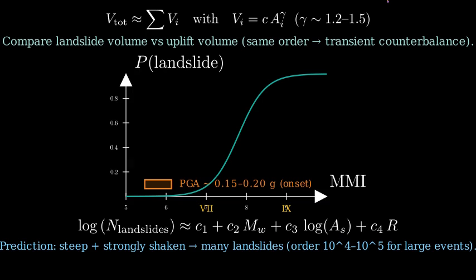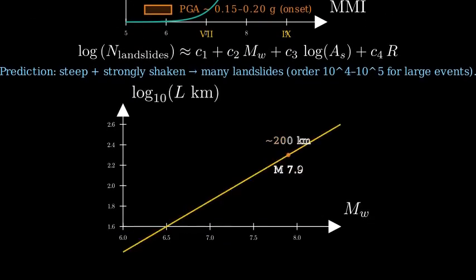Next, fault displacement metrics. Scaling laws relate magnitude to rupture length and slip. On log scales, log of length equals alpha plus beta times magnitude. Typical strike slip examples: magnitude 7.9 gives about 200 kilometers and an average slip near 5 meters.